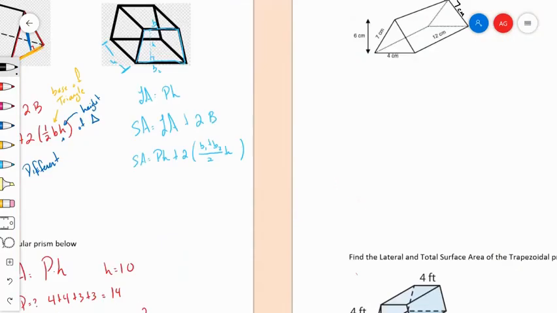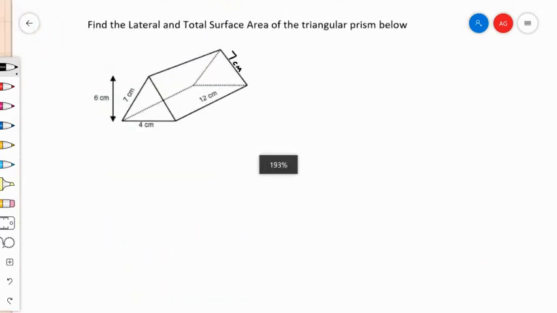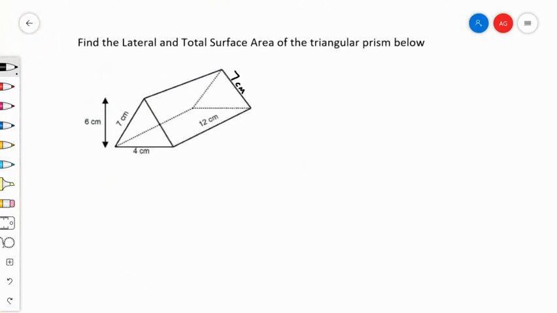Alright, so let's move on to the next problem. For the next problem, we have a triangular prism. I know it's a triangular prism because the bases are both triangles. Here we're going to do the same thing. We're going to find the lateral area and the total surface area.